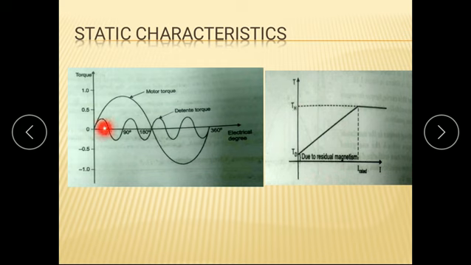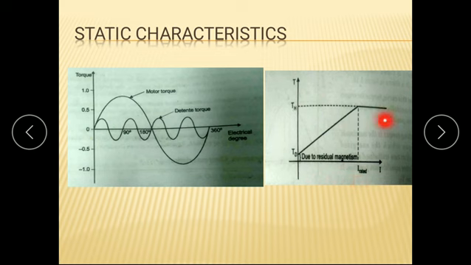First one is motor torque. When your electrical degree increases, the torque also increases. You'll get the maximum motor torque at electrical degree 90. When you reach 180 degrees, the torque becomes 0. Again, it becomes negative and reaches 0 at 360 degrees.